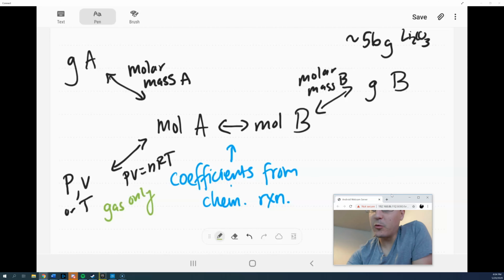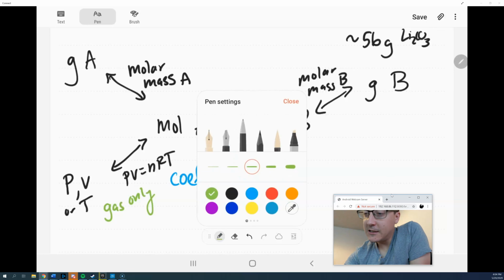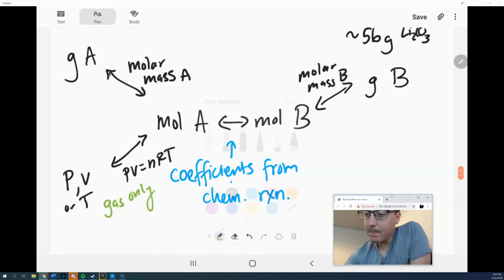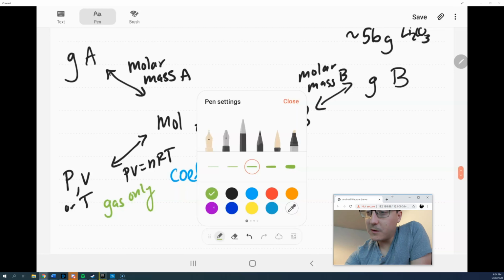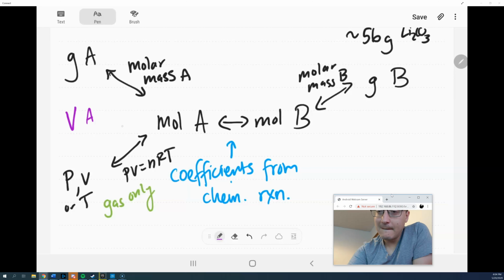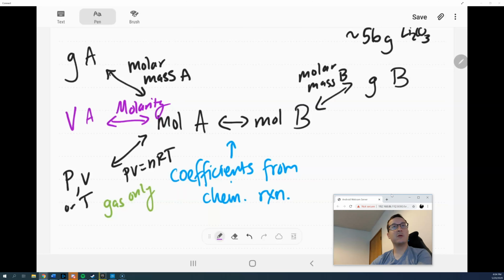Okay, and another way that we had, I'll just do this one in purple, just because the volume of A, we can use the molarity, right? So that's one we did last week. So this one is solutions.